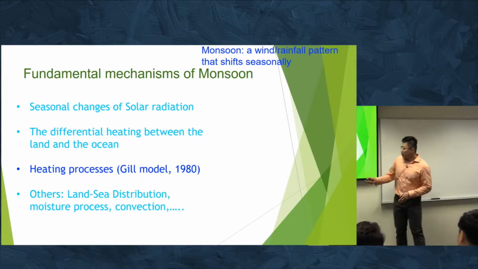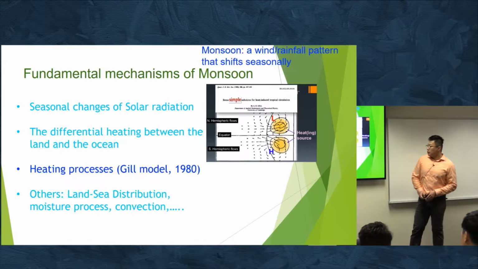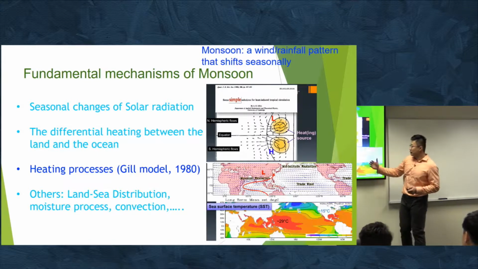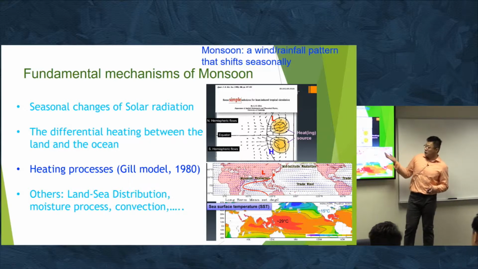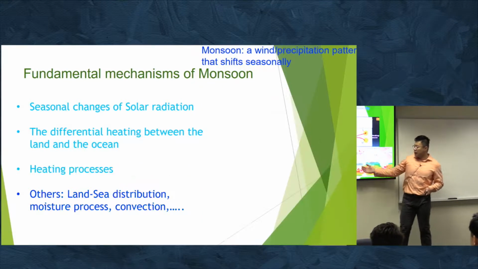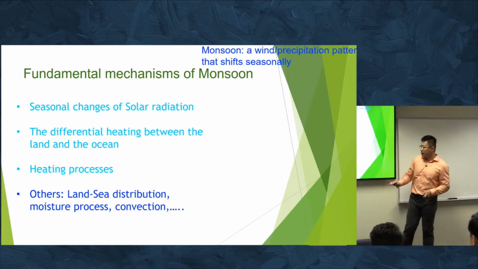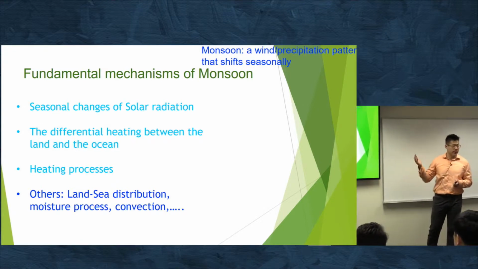This one, the heating process, we call the Gill model. Gill puts a forcing in the tropics, and then it induces a circulation like the summer monsoon circulation. So this is one of the mechanisms. And other mechanisms like the land and sea distribution, the different locations of land and sea, and moisture processes and convergence all maintain our monsoon system.